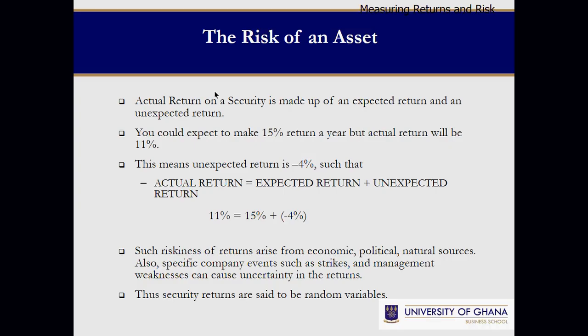So, for example, you could expect to make 15% return a year, but actual return will be 11%. This is because of inflation. This means that unexpected return is negative 4%, such that actual return is equal to expected return plus unexpected return. So it is given here. Such riskiness of return arises from economic, political, natural sources. Also, specific company events such as strikes and management weakness can cause uncertainty in the returns, so security returns are said to be random variables.